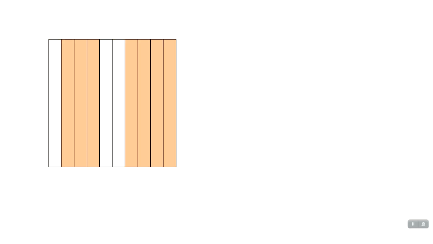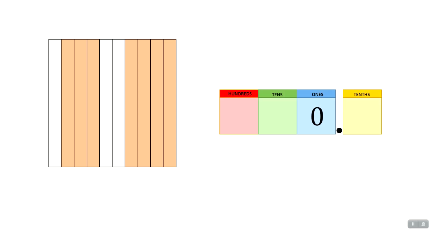Let's look at another one. Here's one whole. If we divide that into 10 strips, and we count the ones that are shaded, we can see 1, 2, 3, 4, 5, 6, 7 strips are shaded, 7 tenths are shaded. And so in our chart, we put 7 in the tenths column. In the ones column, we have 0. So we have 7 tenths.